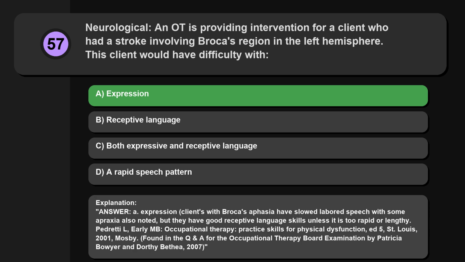Answer A, expression. Clients with Broca's aphasia have slowed, labored speech with some apraxia also noted, but they have good receptive language skills unless it is too rapid or lengthy. Pedretti, L., Early, M.B., Occupational Therapy: Practice Skills for Physical Dysfunction, 5th ed., St. Louis, 2001, Mosby. Found in the Q&A for the Occupational Therapy Board Examination by Patricia Bowyer and Dorothy Bethia, 2007.